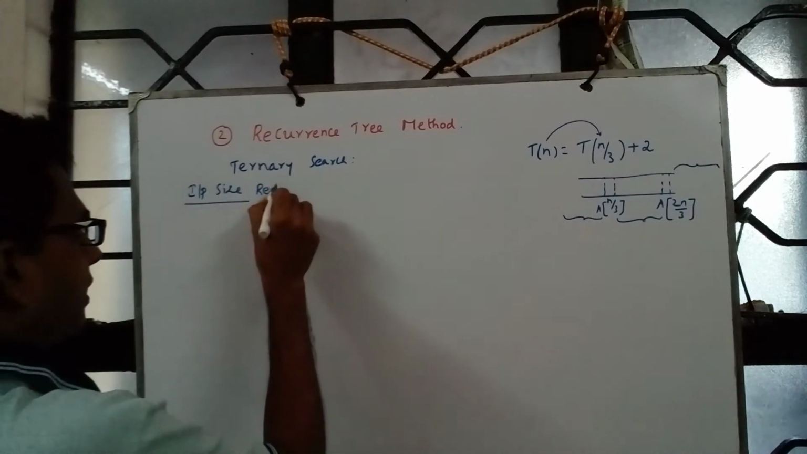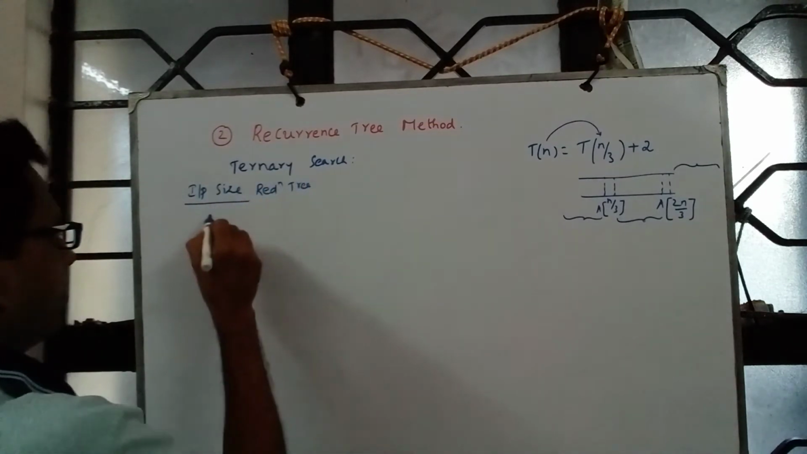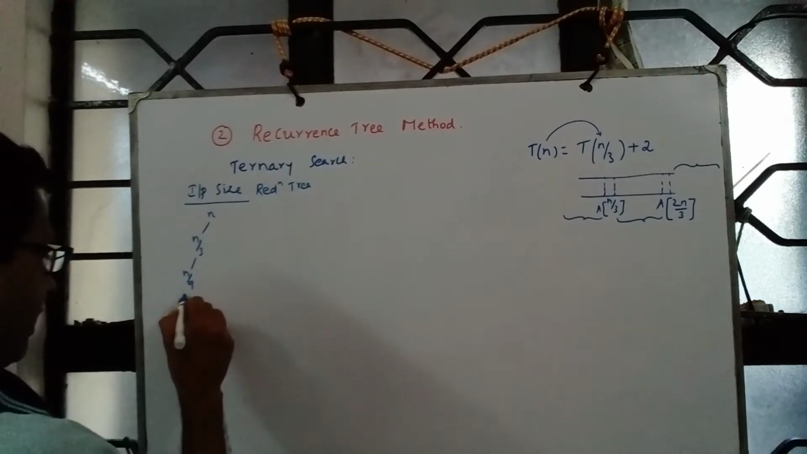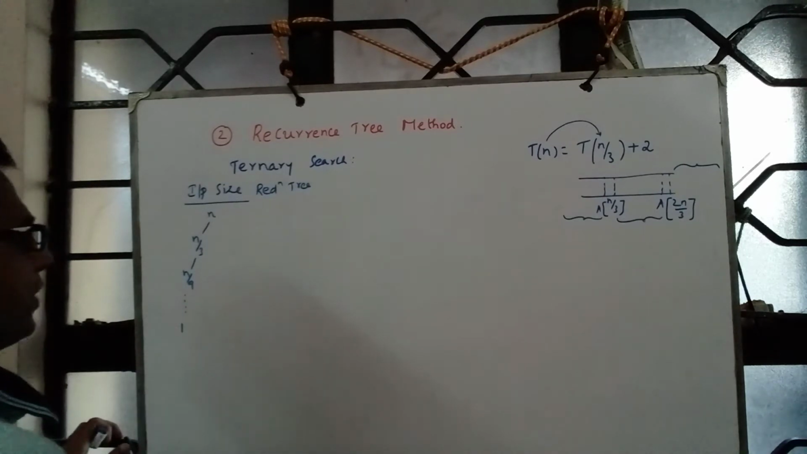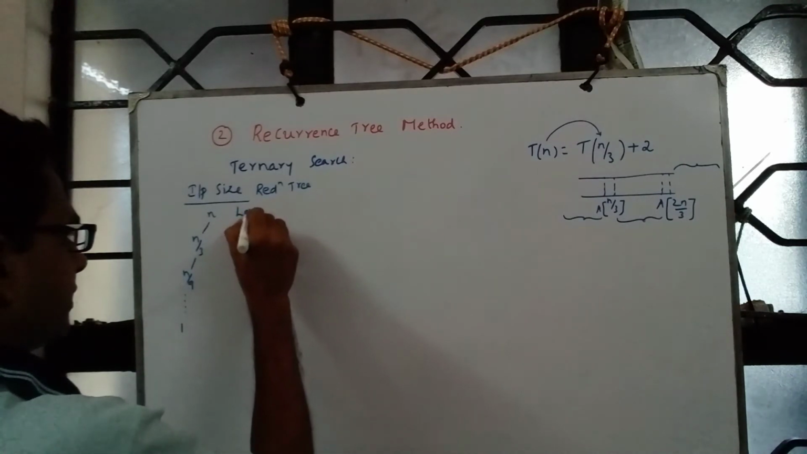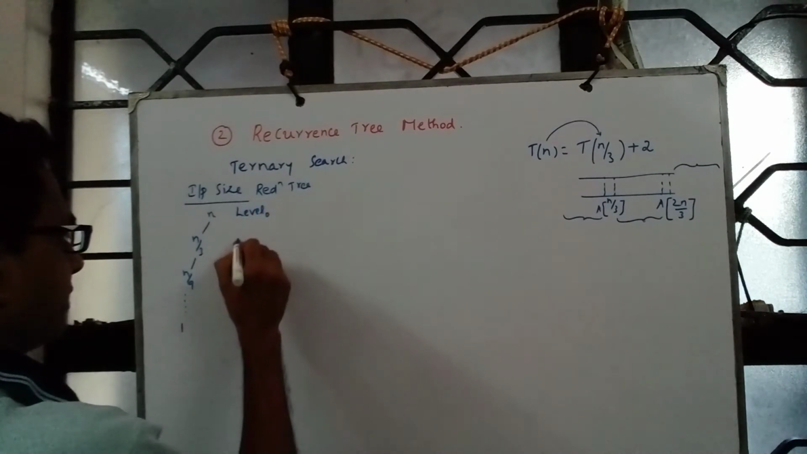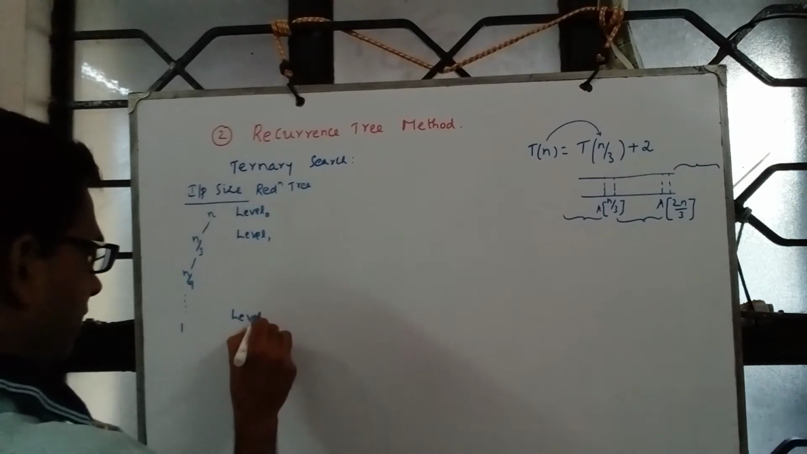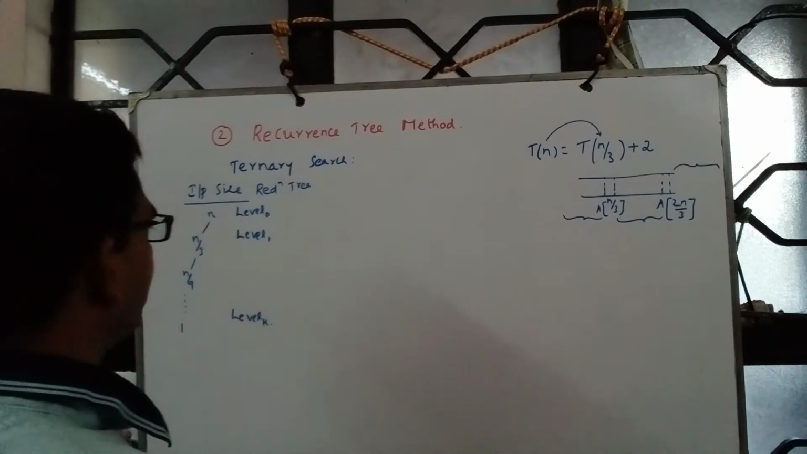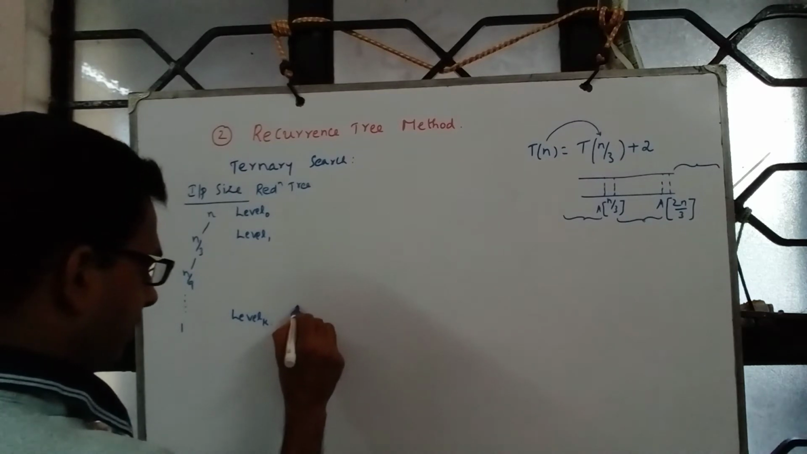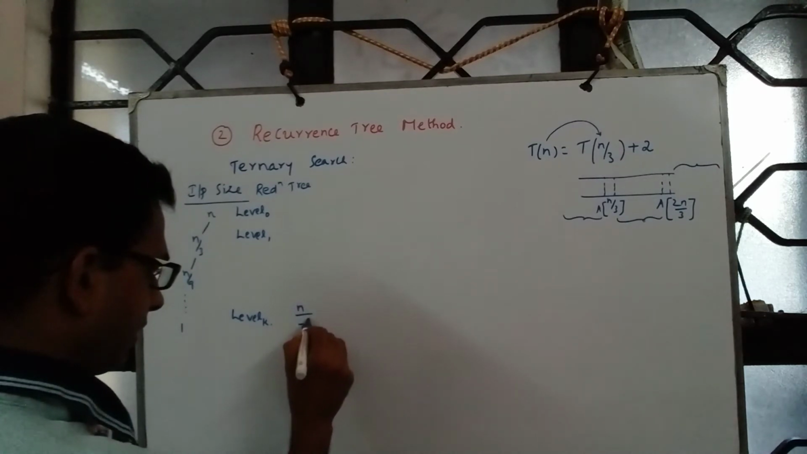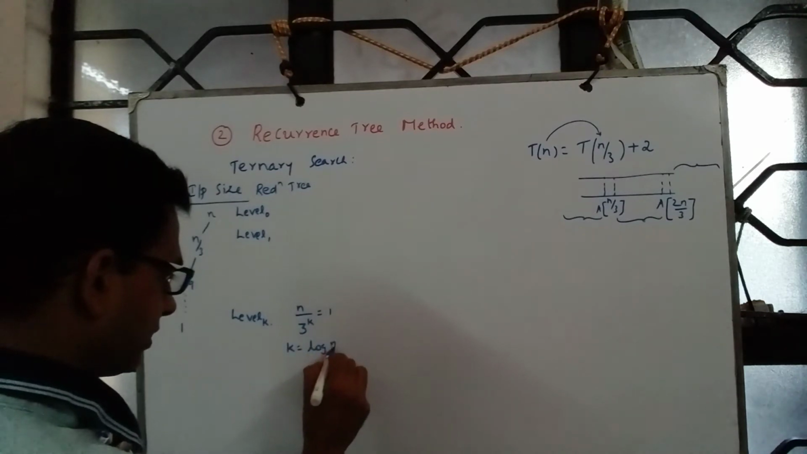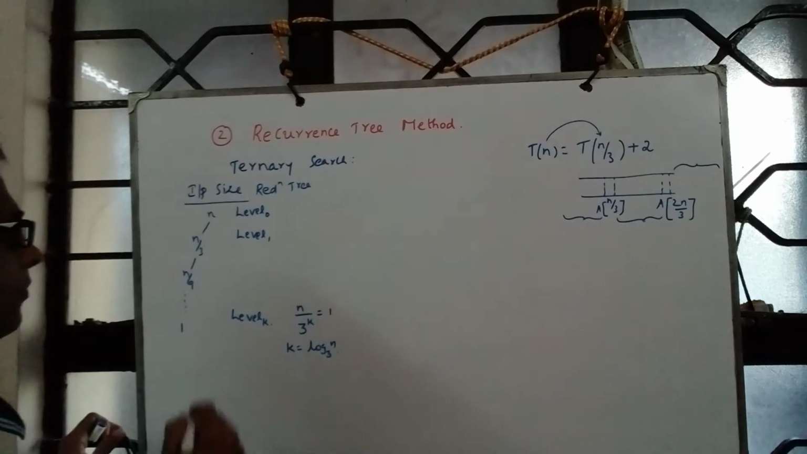Input size reduction tree, if you look at it, from n we go to n by 3, then n by 9, and after a while it reaches 1. And similar to binary search, this is at level 0, this is at level 1, and this is at level k. So what is the value of k such that n by 3 power k becomes 1? You see that k is log n base 3.